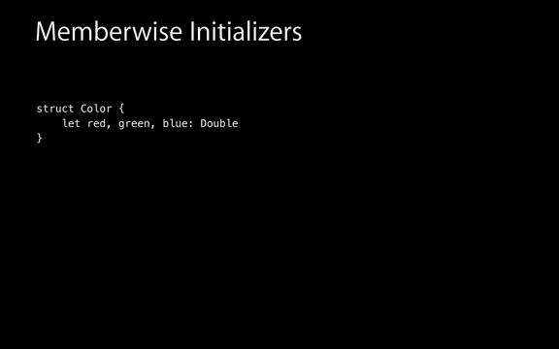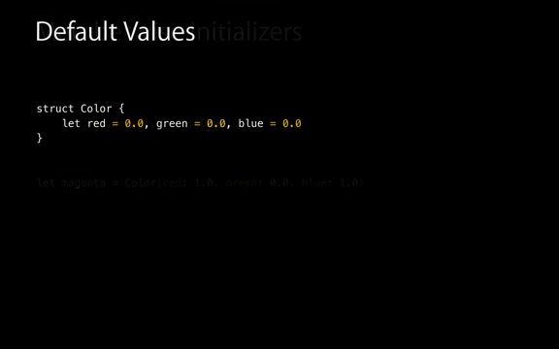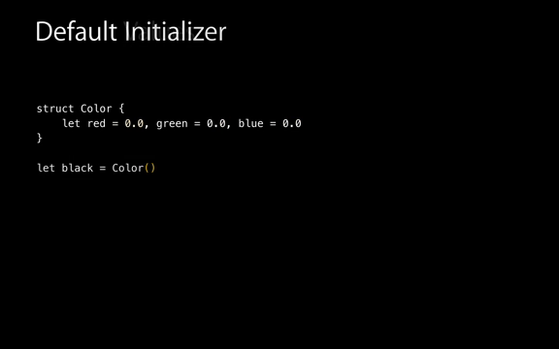Now, in structures, if you don't define any of your own initializers, Swift provides you with a member-wise initializer automatically. The member-wise initializer has arguments that correspond to each of that class's or structure's stored properties. You can also provide default values in line directly for your stored properties. And when you've set all of your stored properties and you haven't defined any of your own custom initializers, Swift provides a default initializer for you to use that takes no parameters and creates an instance with the properties you set as default values when you declared your structure.